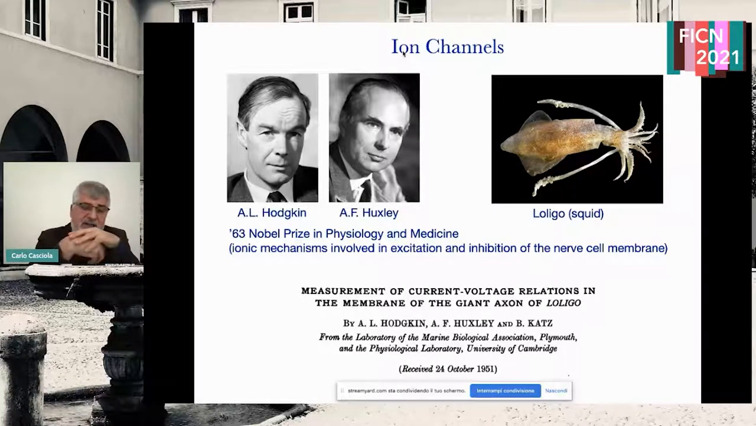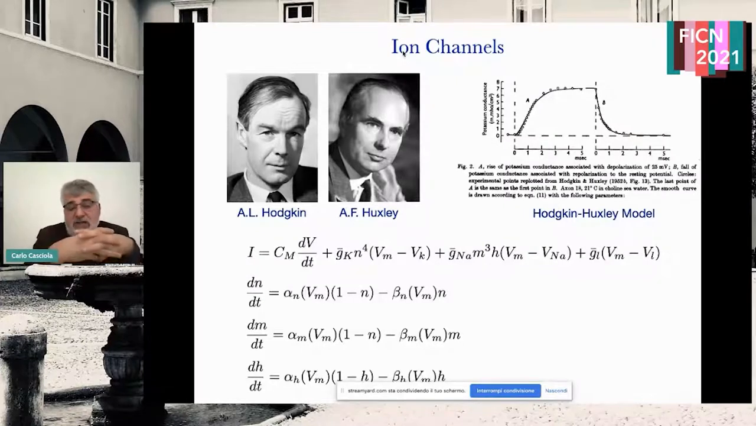In 1963, a Nobel Prize was awarded to Hodgkin and Huxley for investigating and understanding certain ionic mechanisms involved in the excitation and inhibition of nerve cells in the membrane. Here, what you see is a mathematical model, known as the Hodgkin-Huxley model, which reproduces the voltage across the membrane. It is a system of four ordinary differential equations.